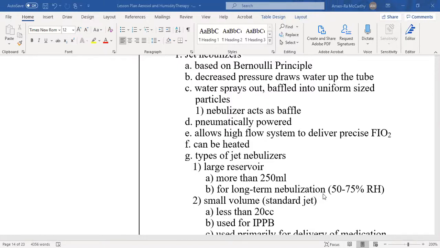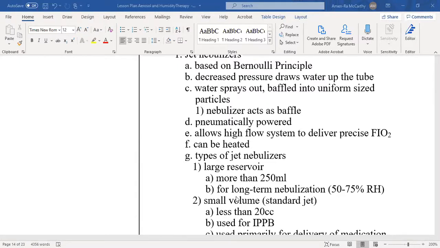It's for long-term nebulization, right? Long-term. And it's usually 50 to 75% relative humidity, right? So when I'm giving somebody aerosol T-piece, aerosol trach collar, I'm giving them about 50 to 75% relative humidity when they're on one of these, okay? That's what I'm giving, because it's not heated. So since it's not heated, the relative humidity remains the same, but it's not going to be high at all, okay, period. They both are low, all right?